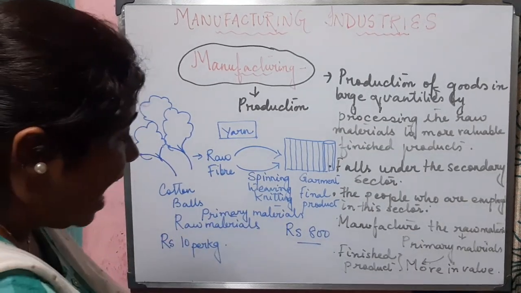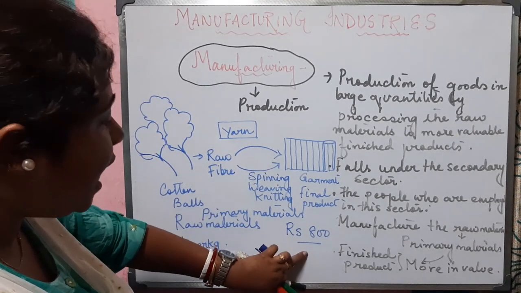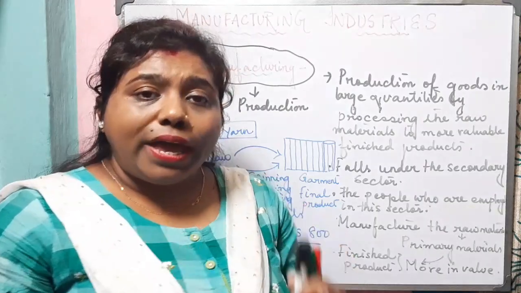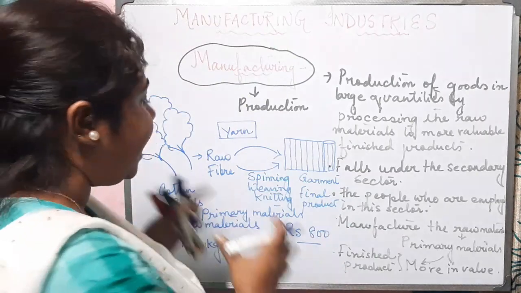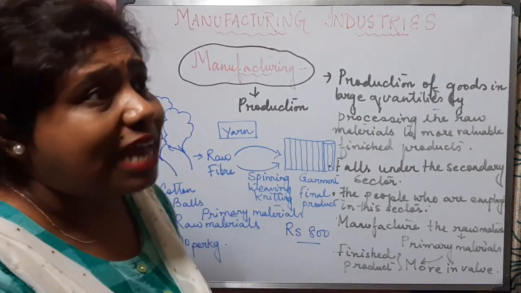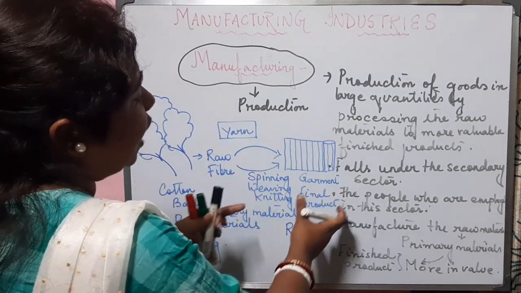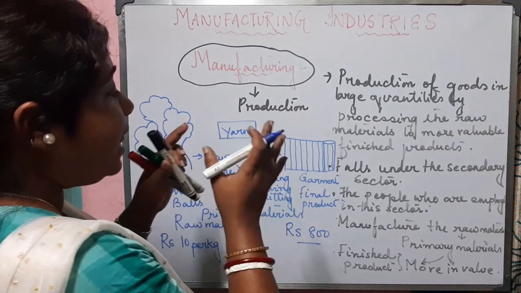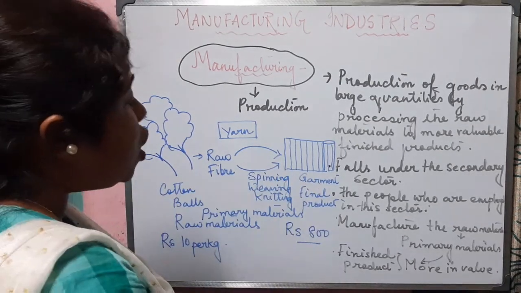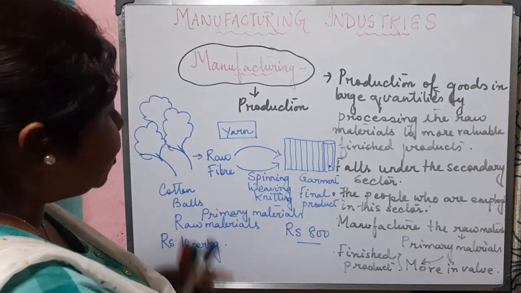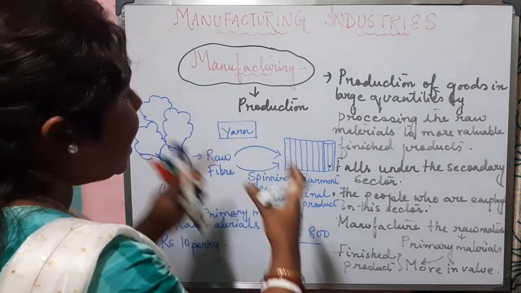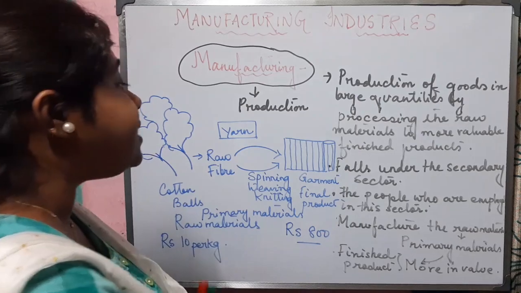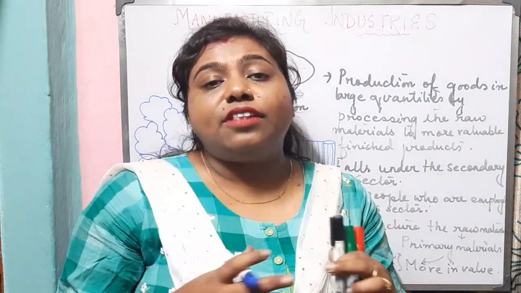We can understand that the finished product that is obtained is much more useful and hence it is more in value. We cannot use the raw material directly, like the cotton balls. We cannot use the cotton ball directly. We need to process it so that we can get the garments. After the process of manufacturing, we will get the garment and then we can utilize the garment. So we can well understand that the raw materials are processed into more valuable finished products, and those products are much more useful than the raw materials.